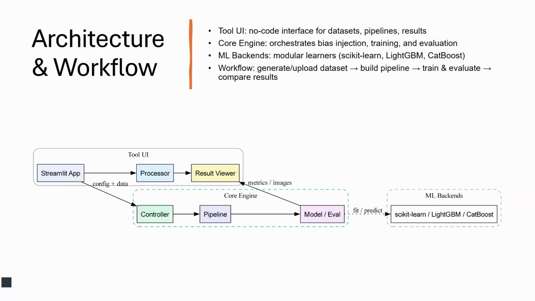And the workflow is pretty simple. Start by preparing a dataset, then build the pipeline step by step, train the model, and get back the accuracy and fairness metrics. And finally, compare the results across different runs and export them if needed. Now, this design keeps the tool flexible, reproducible, and easy to extend.